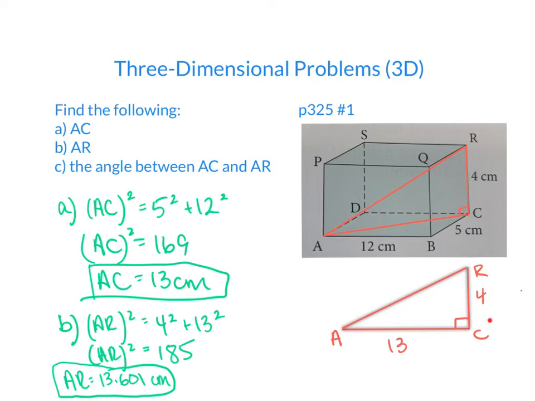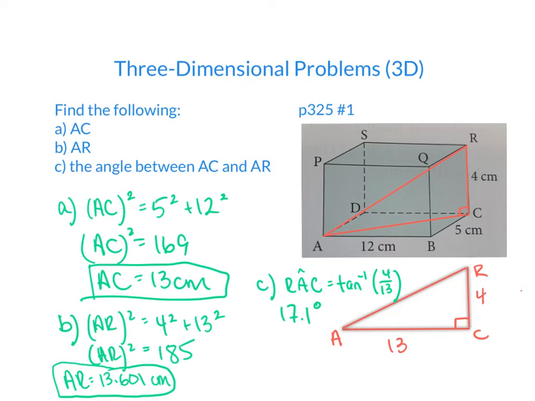If we use the figure that I recreated over here, the angle between AC and AR would be this acute angle down here. Since I know the side opposite the angle that I want and the side adjacent to the angle that I want, I should use the tan function. Because I'm looking for an angle, I'm going to use inverse tan. And the tan inverse of 4/13 is 17.103 degrees. 17.1 degrees is fine.